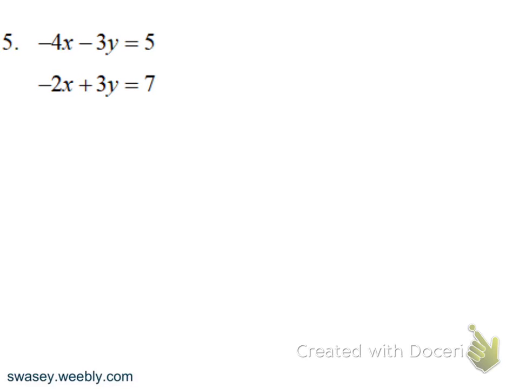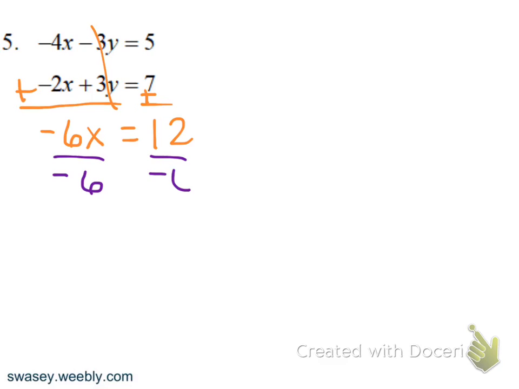Number 5, we already have opposite coefficients on our y, so we're ready to add them together. Y's are eliminated. X is negative 4x plus negative 2x is negative 6x. 5 plus 7 is 12. Divide both sides by negative 6. And so x equals negative 2.